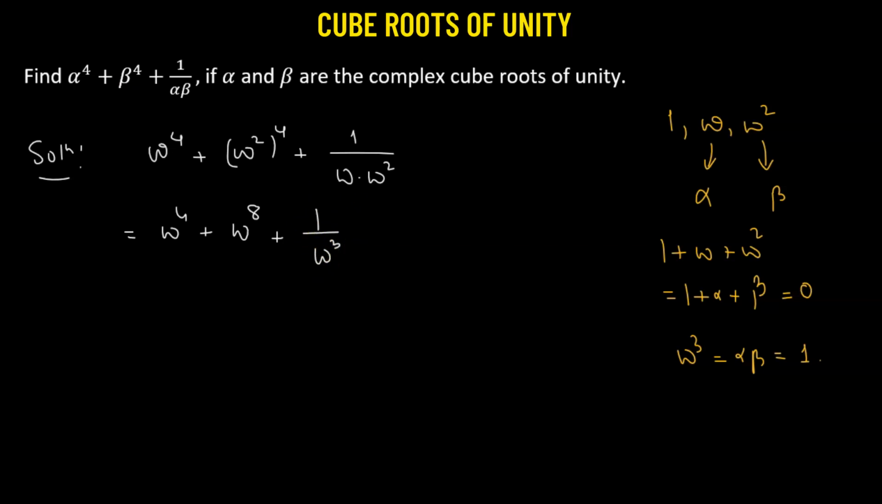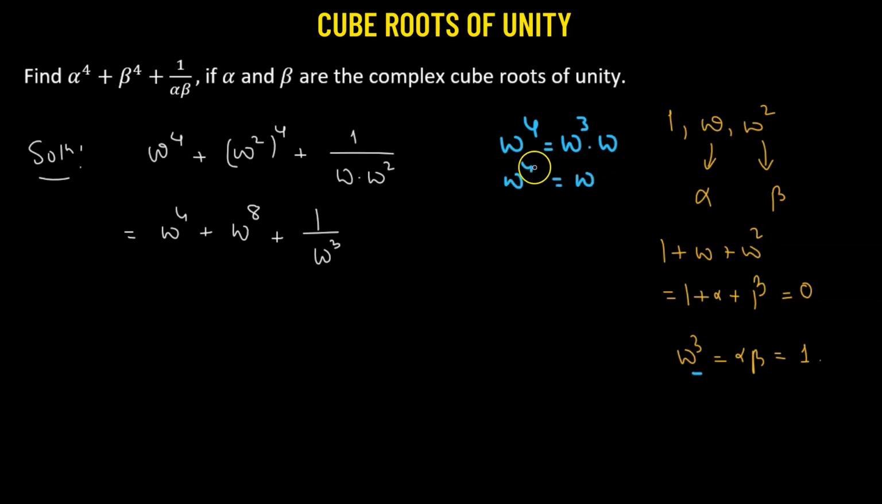Now let's find out the value of omega raised to the power of 4. So omega raised to the power of 4, that's equal to omega cubed times omega. The reason why I use omega cubed times omega is that omega cubed, we know this value is equal to 1. So this leaves us with omega.